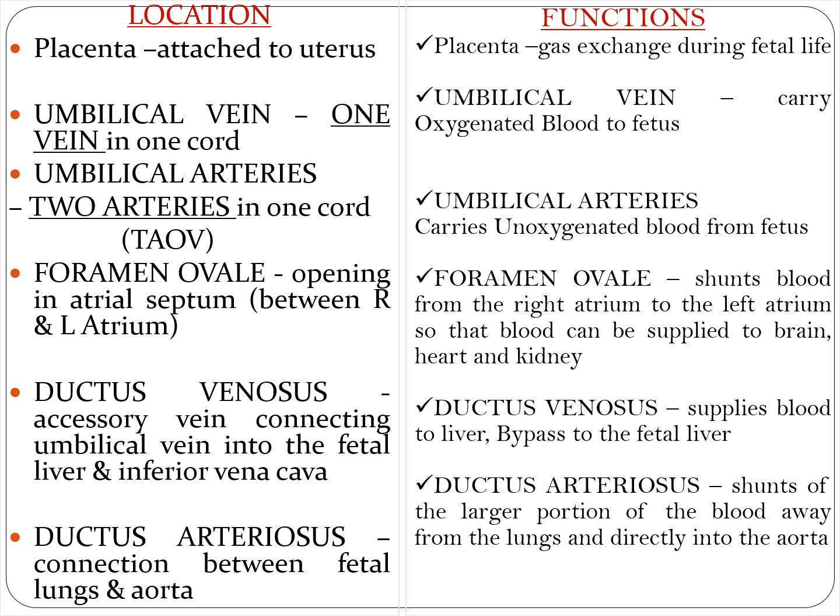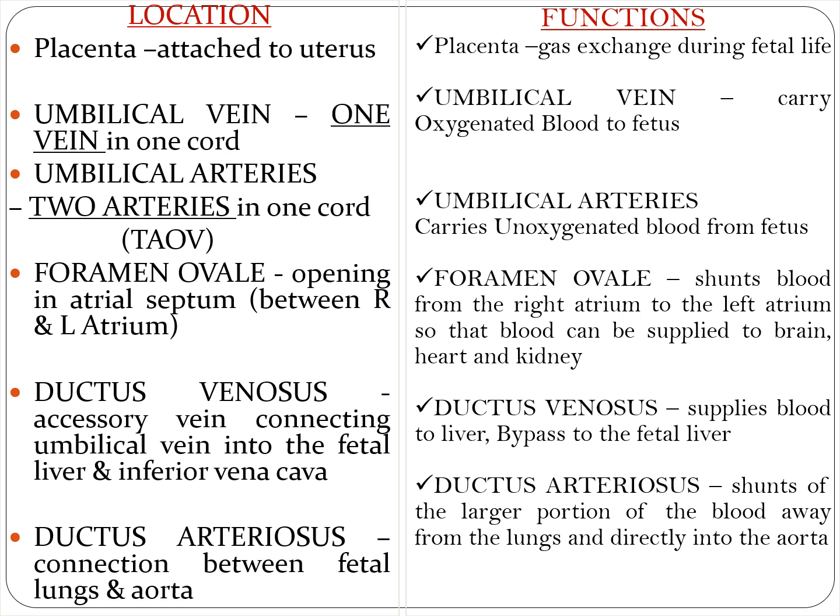We go now to the three most important: the foramen ovale, the opening of the atrial septum between the right and left atrium. Its function is to shunt the blood from the right atrium to the left atrium, so the blood will be supplied to the brain, heart, and kidney. The foramen ovale will shunt and then magkakaroon ng blood supply sa brain, sa heart, and the kidneys.